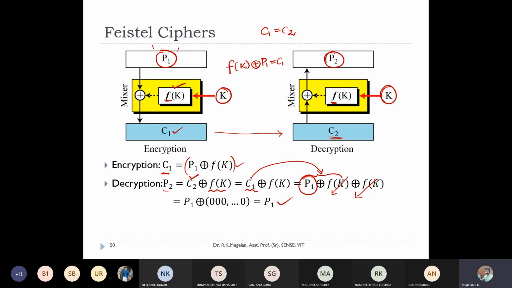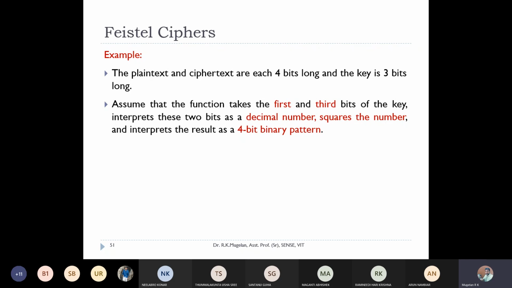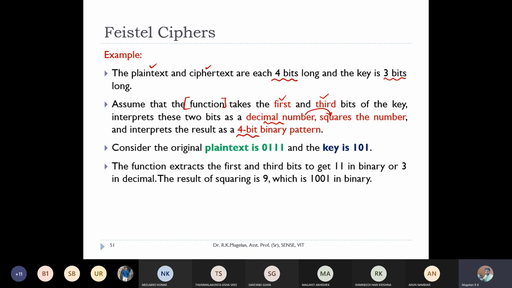Right. Let's move on to an example of how this function will look. In this example, they're saying that the plain text and ciphertext are made up of 4 bits, and the key is 3 bits long. The function which operates over this key takes the first and the third bit of the key and converts them into a decimal number. After converting, it squares the decimal number. After squaring, it converts it again into a 4-bit binary number so that it can XOR the output with the plain text. You'll see an example here.